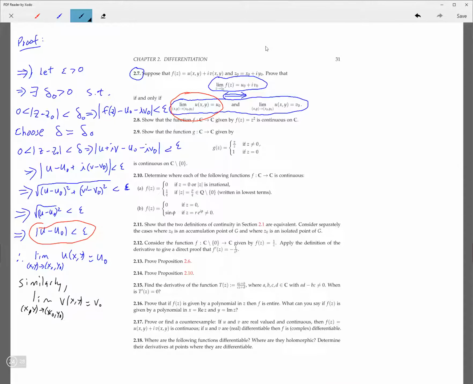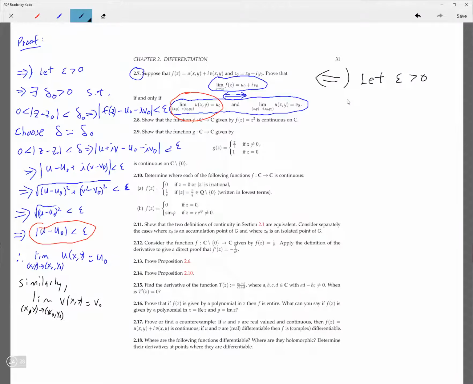Similar, you're going to get that one. Now, to go the other way, it's more tricky. So this is how you do the other way. So this is showing that that implies that. To go the other way, again, you're going to let epsilon be greater than 0.